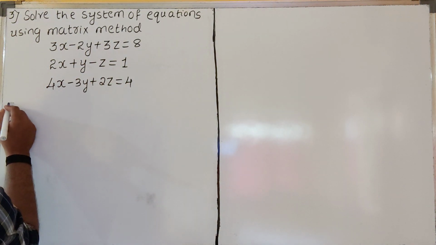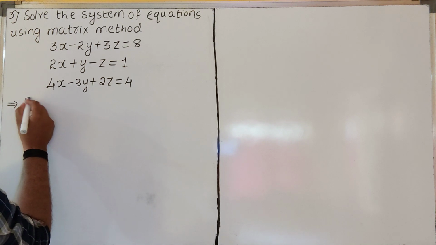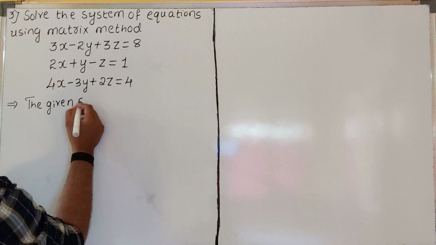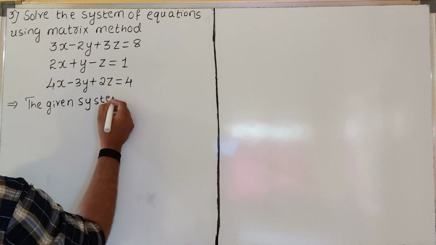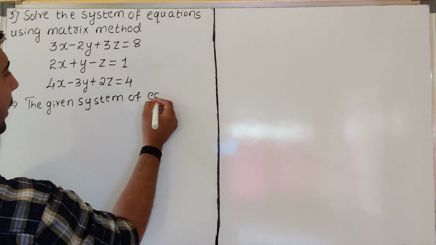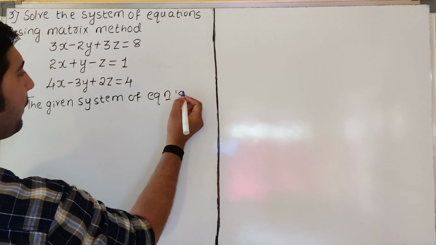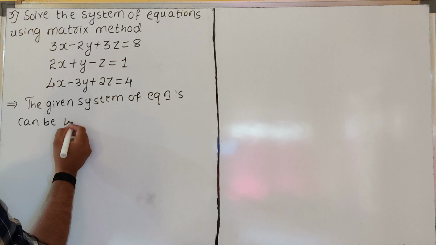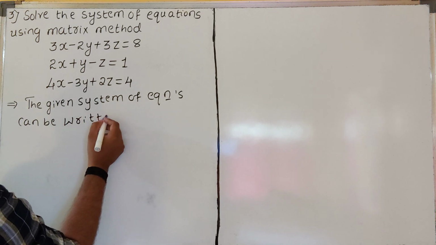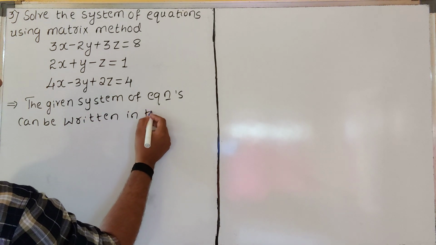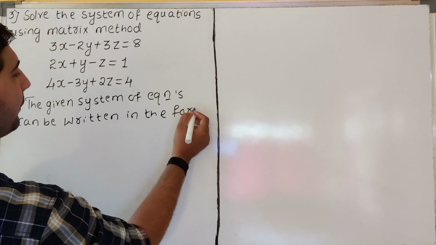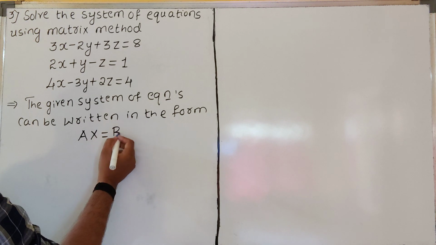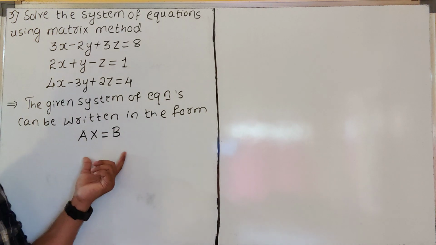So first you write like this. The given system of equations can be written in the form AX is equal to B. AX is equal to B, dear students.